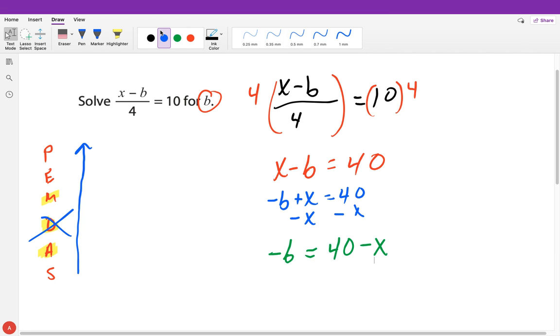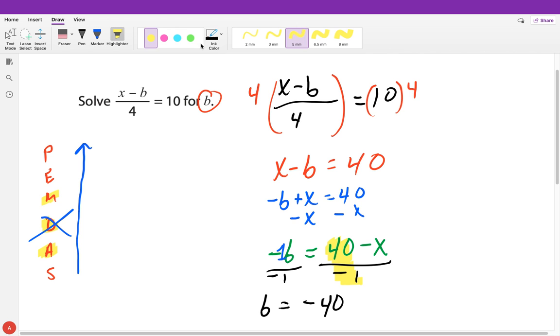And remember, it says to solve for b, not negative b. So this is the same thing as saying -1 times b. So to get rid of that -1 in front, I'm going to divide. Now everything is being divided by that -1. So when we do this, we need to make sure we're dividing when both things are being divided. We can actually do both of our divisions. So now we have 40 divided by -1, which is going to be -40. And then we have negative x divided by -1, which is going to be positive x. So we have b is equal to -40 plus x.